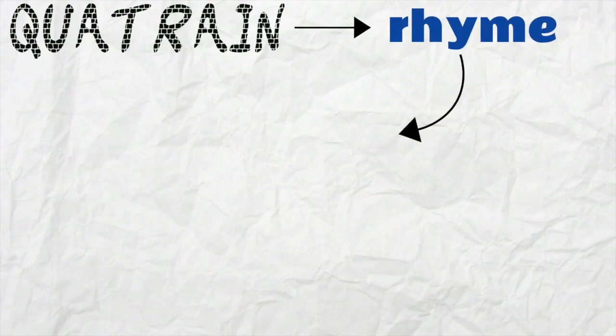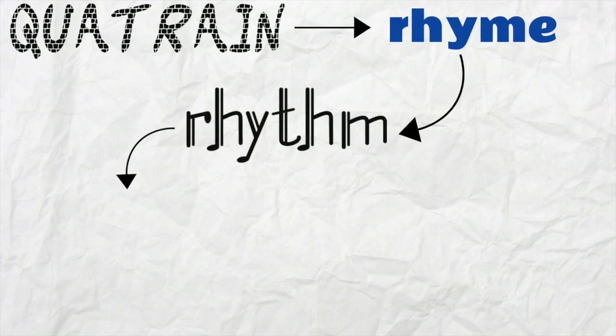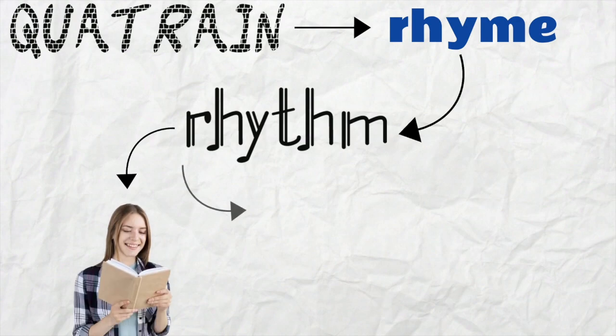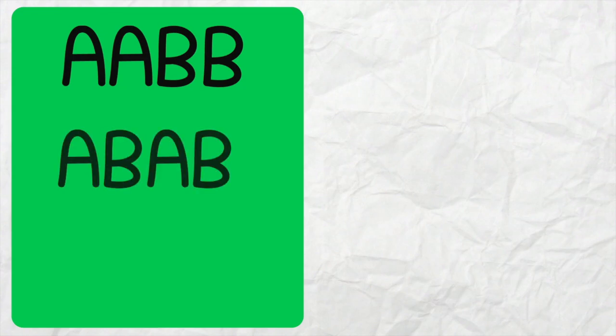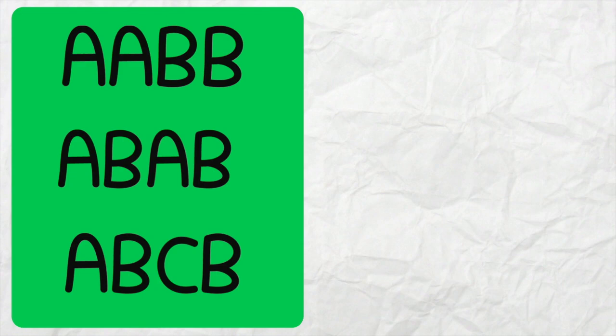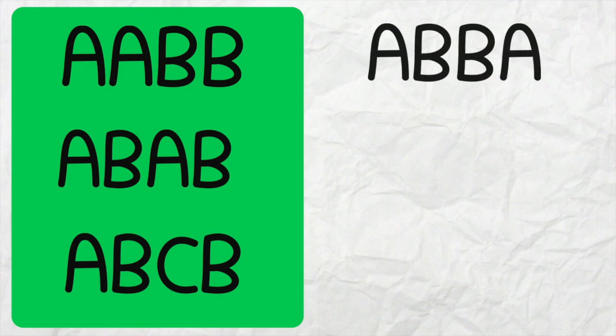Quatrain poems do need to rhyme. This helps give the poems a special rhythm, which makes them fun to read out loud. They also make them more memorable. Which rhyming pattern you choose to use is up to you. Just remember, if you write more than 1 verse, they all need to rhyme the same way. I've shared with you 3 rhyming patterns: AABB, ABAB, and ABCB. However, there are many other possibilities.